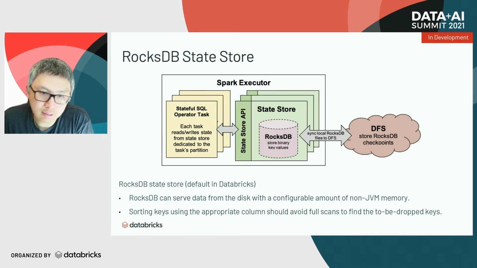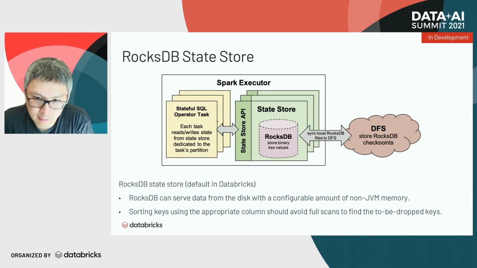The task that processes a stateful operator's partition will use a state store API to update or remove keys, and then commit a new version of the key values in the store. The version is the same as a batch ID, and it's used to recover the correct version of state data in case a task or batch needs to be re-executed.